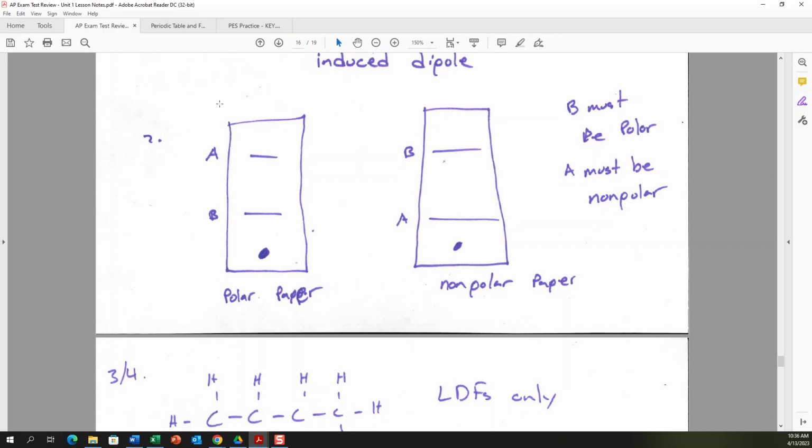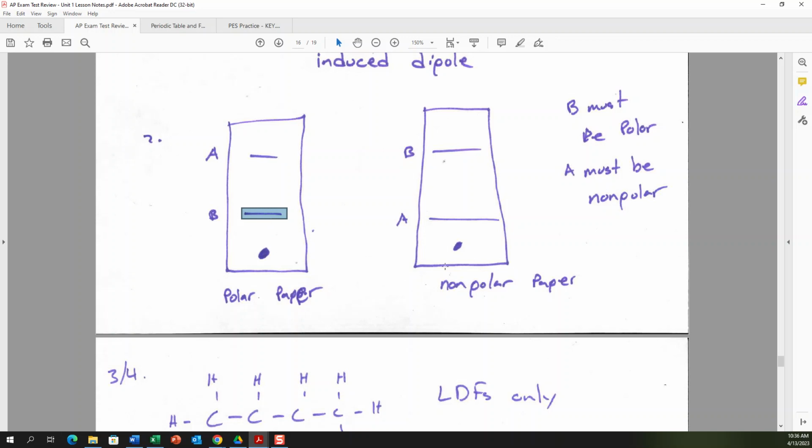So here we have a piece of paper, and the paper is the medium that this mixture of ink is going to move through. The mixture of ink has two components, component B and component A. Here we're told the paper is polar. So if the paper is polar, the less polar thing is going to move the furthest because nonpolar doesn't interact with polar well. And the thing that doesn't move as fast through the medium is going to be more polar.